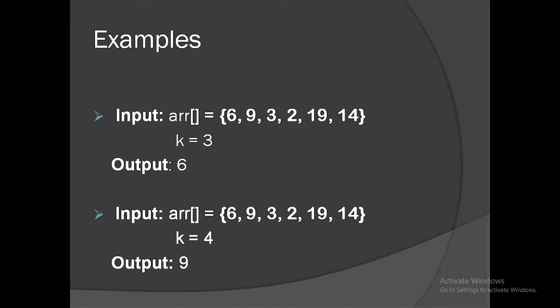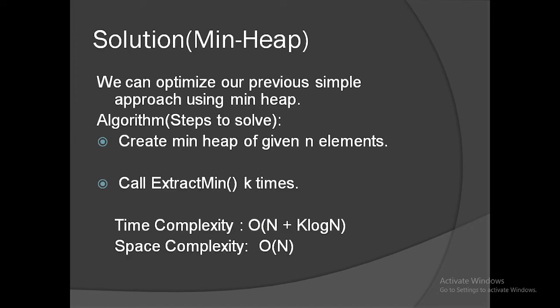We have seen how to solve this using the simple approach, in which we simply sort the array and return the element at index k minus 1. But now we will not go by that approach, because that approach has a time complexity of big O of n log n. So we will try to optimize this solution. Let's move ahead. So what is the solution for this? We are using min heap to solve this problem.